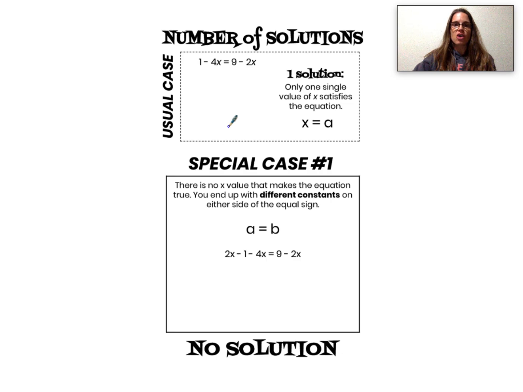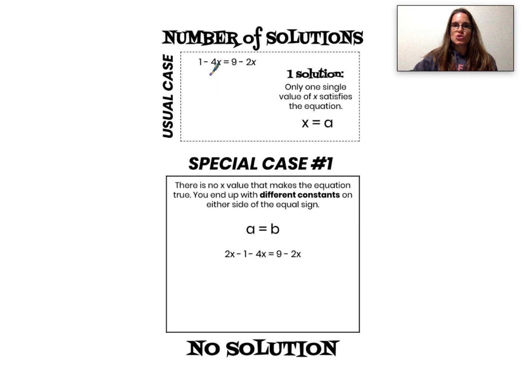When I am solving an equation, the usual case is that there is one single solution to the equation, one single value of x that makes the equation true. This first example is an example of an equation with one solution. Let's go ahead and solve this equation.